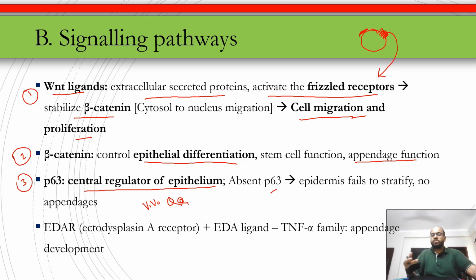So what we mean to say is that P63 is an essential molecule to control epidermal differentiation. Okay. The fourth gene is EDAR, or ectodysplasin A receptor, and EDA ligand. They are a TNF alpha family and they are responsible for development of the appendages. Clear? Let's move forward.